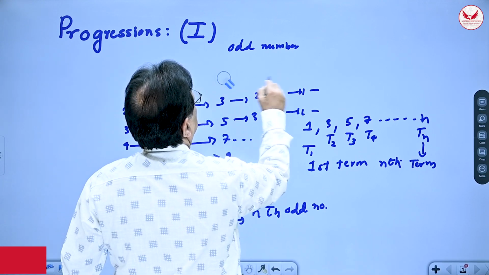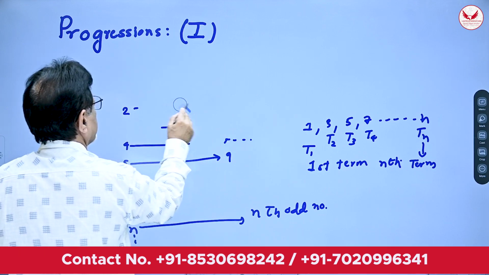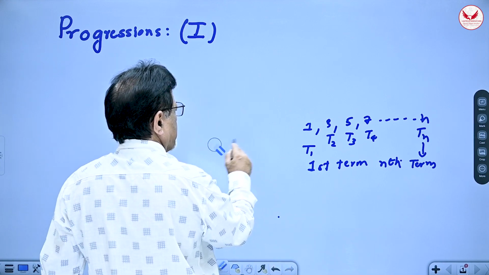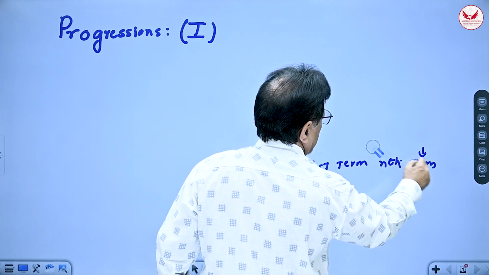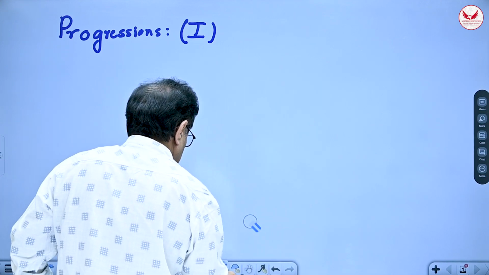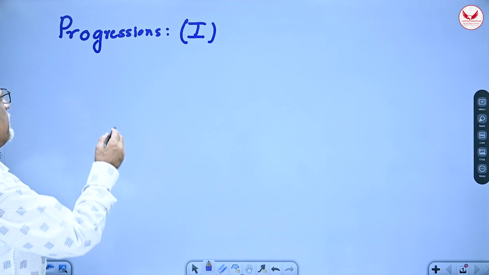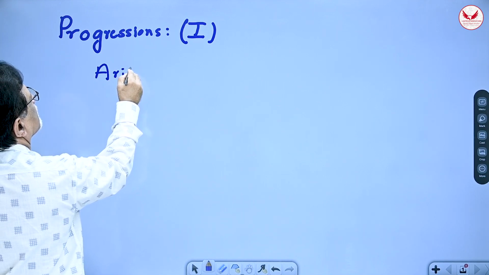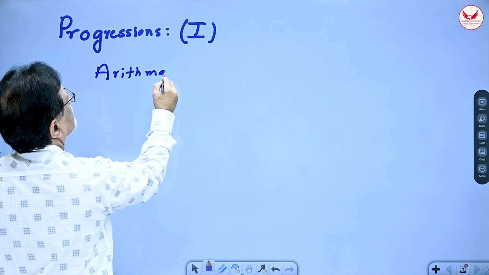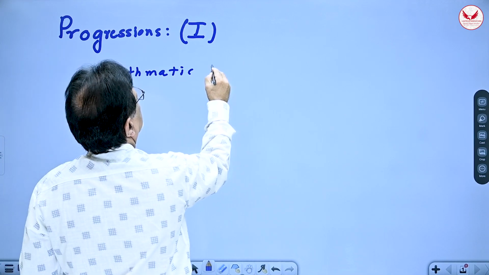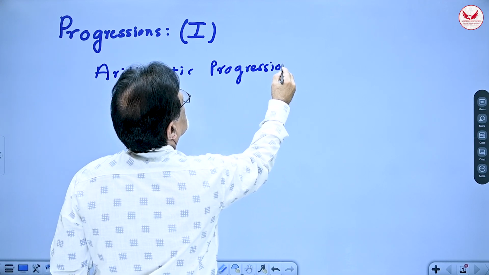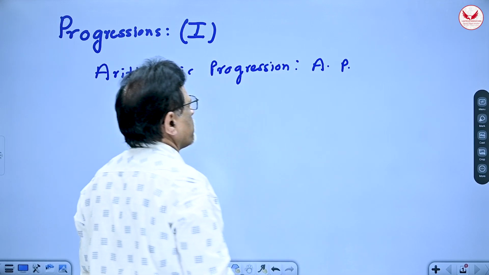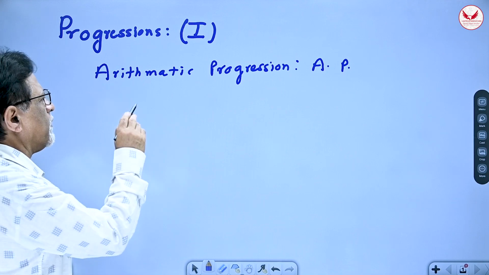Now, let us take the first type of sequence that we are going to study. There are various types of sequences. We will not go into the details of how many types there are. But right now, I am interested in only one type of sequence, which is very, very simple and which is very, very important to our life also. That is called arithmetic progression. It is in short called AP.